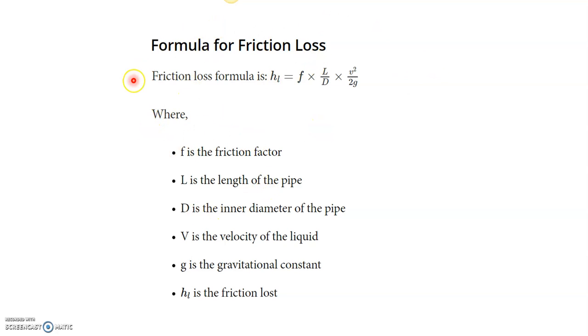The concept behind the calculation of friction loss is the Darcy-Weisbach formula. This is h = f L V squared / (D 2g). F is the friction factor, which we have already covered how to calculate. L is the length of the pipe, D is the inner diameter of the pipe, V is the velocity of the liquid, and g is the gravitational acceleration. H is the frictional loss. So this must be calculated using this formula.